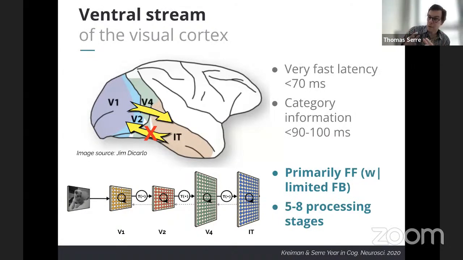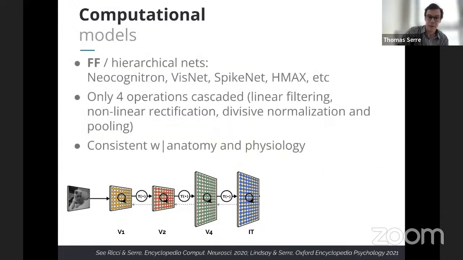Something to keep in mind when we look at the anatomy and physiology of the visual system: it's not easy to come up with an approximation of the number of processing stages, but I think most visual neuroscientists would agree that somewhere around 5 to 8 processing stages is what is needed for the visual system to solve this type of rapid categorization problem.